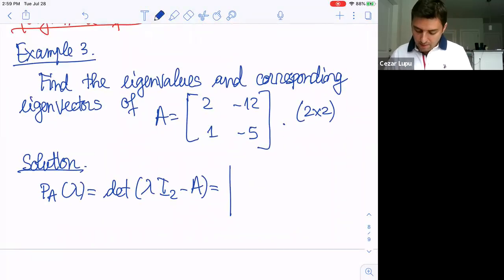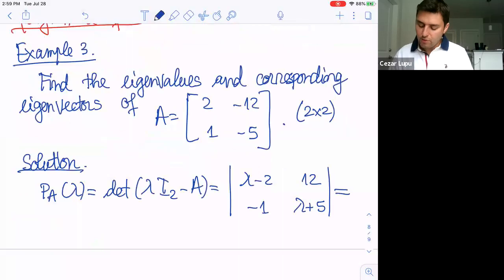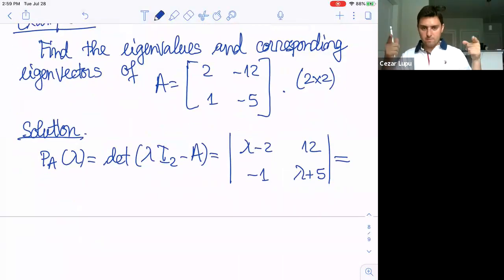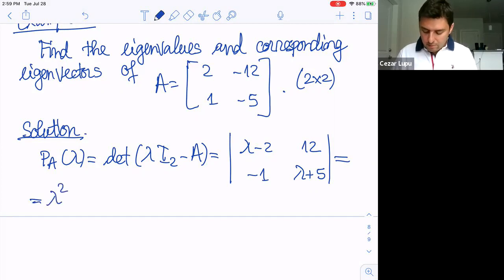This will be the determinant of the matrix lambda minus 2, 12, -1, and lambda plus 5, right? And when we compute the determinant of this, this will give us what? Okay, let me write it, I don't want to make any mistakes. So it's lambda minus 2 times lambda plus 5 minus plus 12, right?